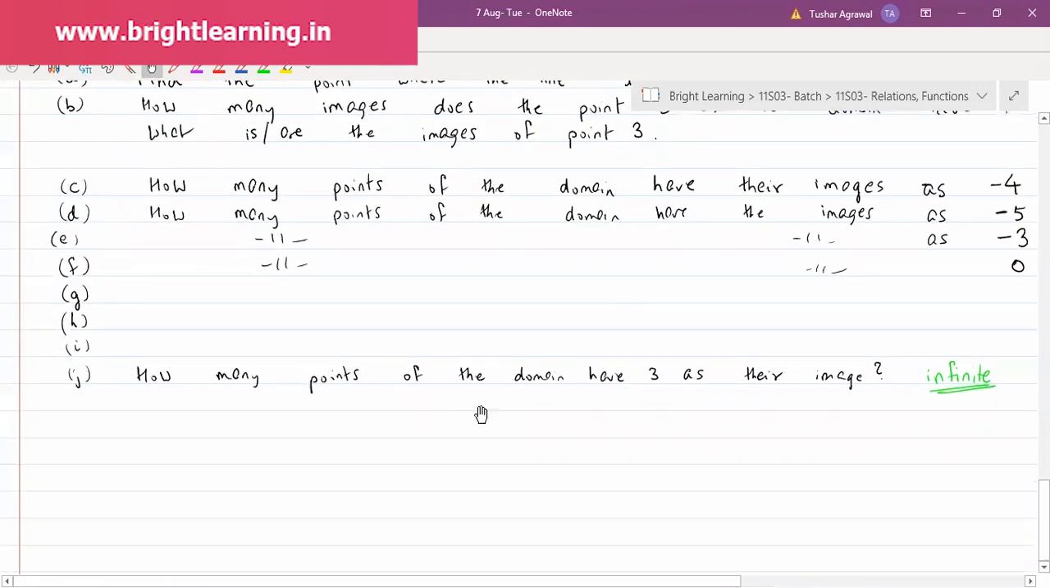Is this clear? Last question also. If anyone has any doubt, unmute at that very moment. Don't wait for the end. Okay, I will move ahead.